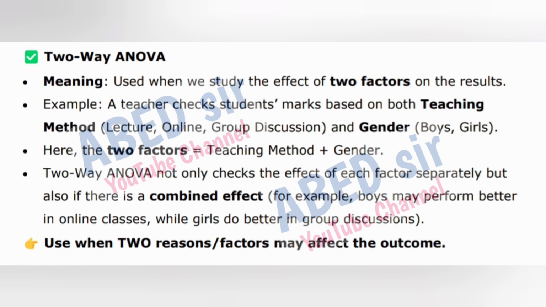Two-way ANOVA, meaning used when we study the effect of two factors on the results. Example, a teacher checks students' marks based on both teaching method: lecture, online, group discussion, and gender: boys, girls. Here, the two factors is equal to teaching method plus gender. Two-way ANOVA not only checks the effect of each factor separately but also if there is a combined effect. For example, boys may perform better in online classes, while girls do better in group discussions. Use when two reasons factors may affect the outcome.